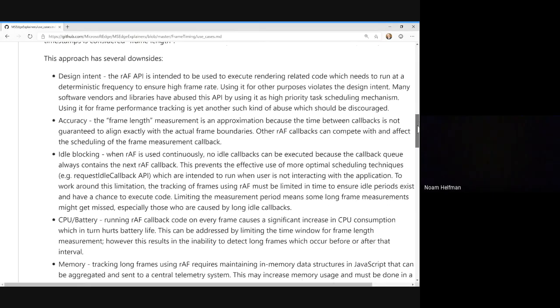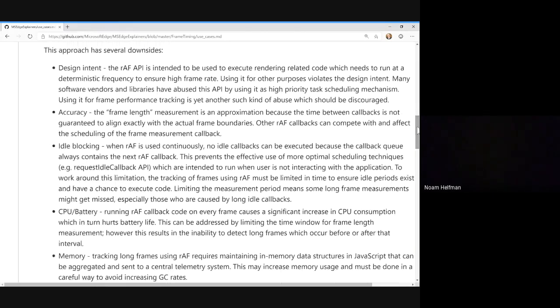And another downside of the RAF is if you're making a RAF callback every time to do the measurement, you're essentially losing the request idle callback. You cannot leverage that because there will never be any idle time, which is another limitation in the way we optimize scheduling in our application.